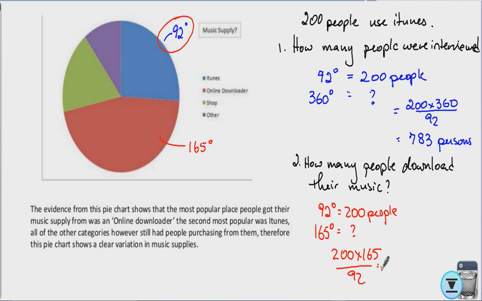Again, we need to give our answer as a whole number. Okay, so we work it out and we get an answer of 359 people, alright, persons. Okay, so that's one way how to interpret a pie chart. Now, sometimes we'll have two pie charts or a pie chart and a bar graph which we need to interpret, okay, and I'm going to give an example.